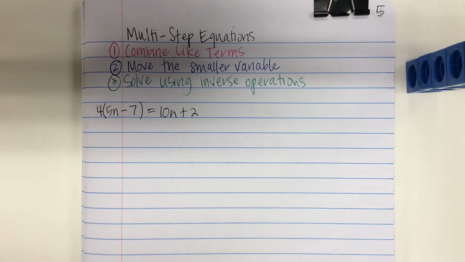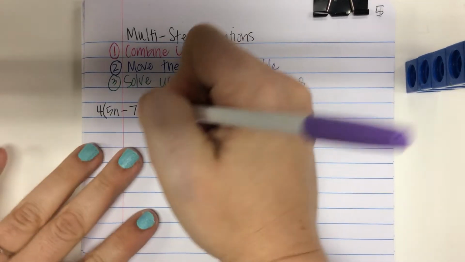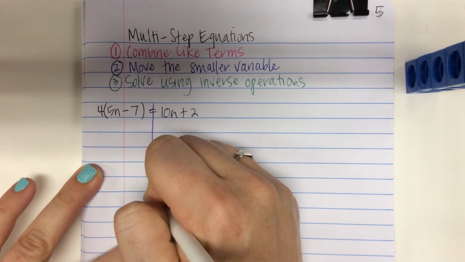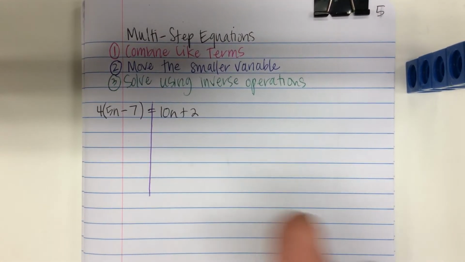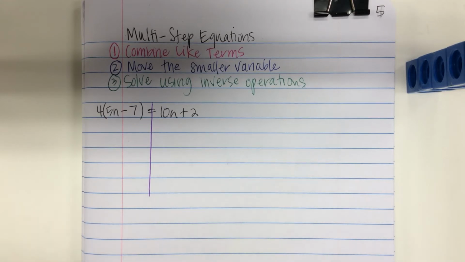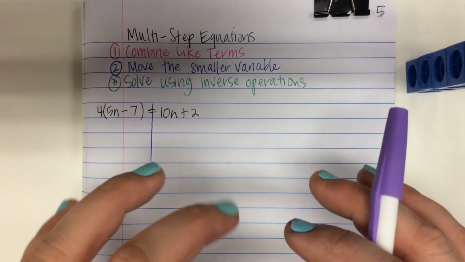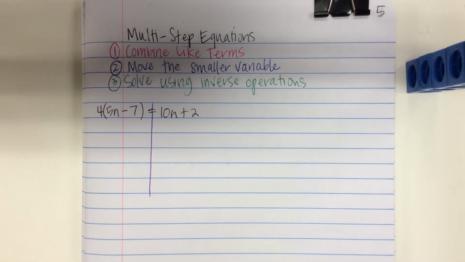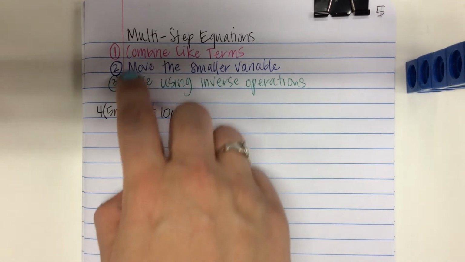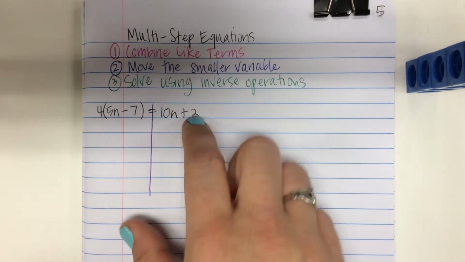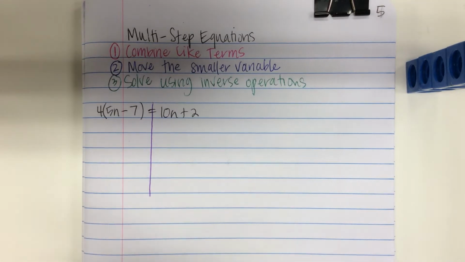Now, you don't have to, but I like to draw a line down the equal sign. It keeps me organized. It keeps my math problem together. It allows me to talk about the left side and the right side and make sense. All right, so step number 1 is to combine like terms. If I'm looking at this problem, I have to simplify. I have to make it easier. I have to do what I learned yesterday.